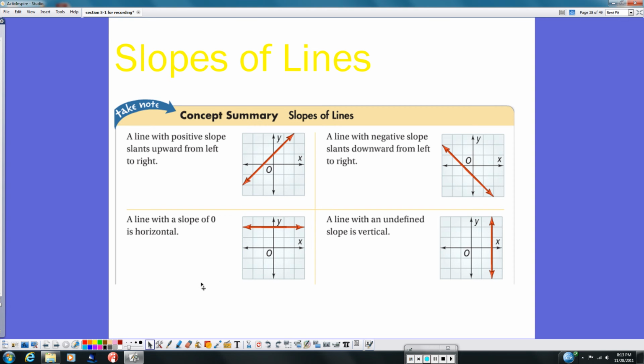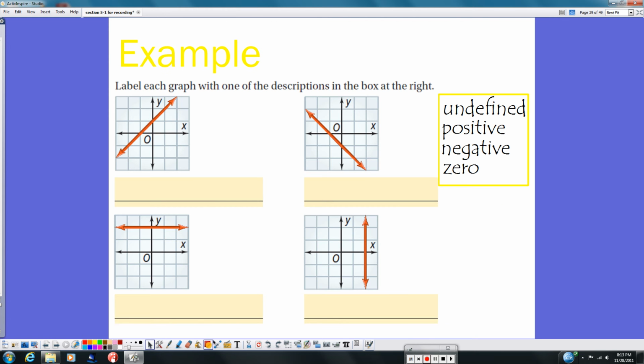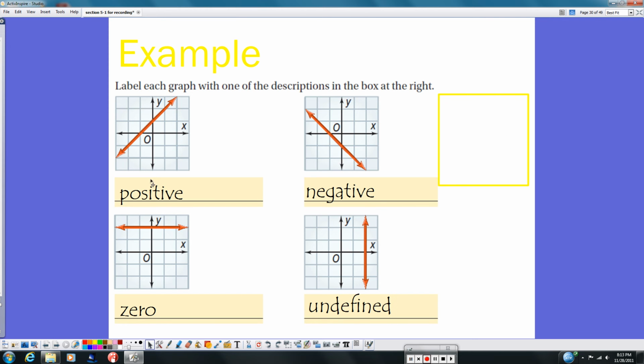Again, a line with a positive slope slants upward from left to right. Negative slants downward from left to right. A slope of 0 is horizontal. An undefined slope is vertical. Go ahead and label each one of the graphs here with the description at the right. How'd you do? We have positive, negative, 0, and undefined.